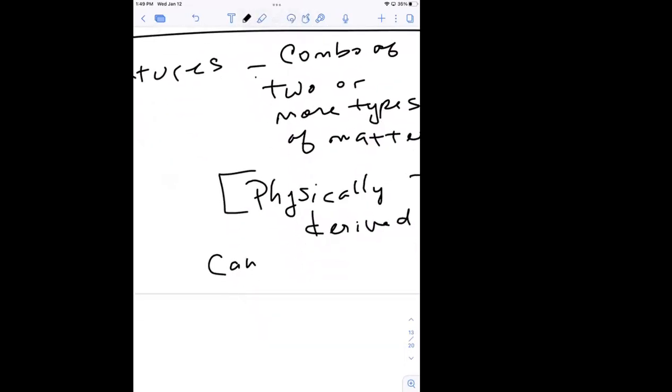Zoom in. I'll zoom back out for those of you who are taking notes.